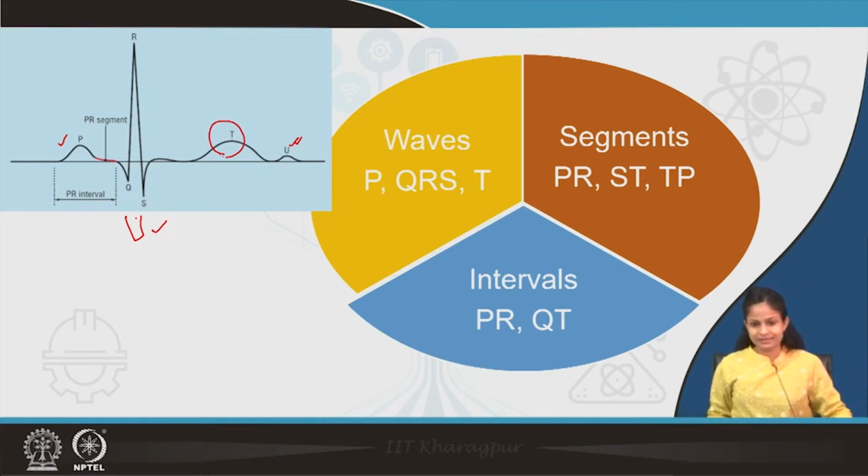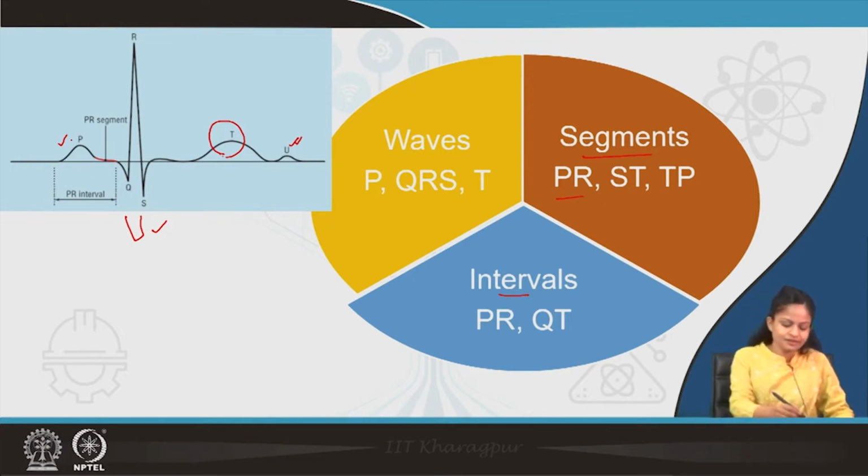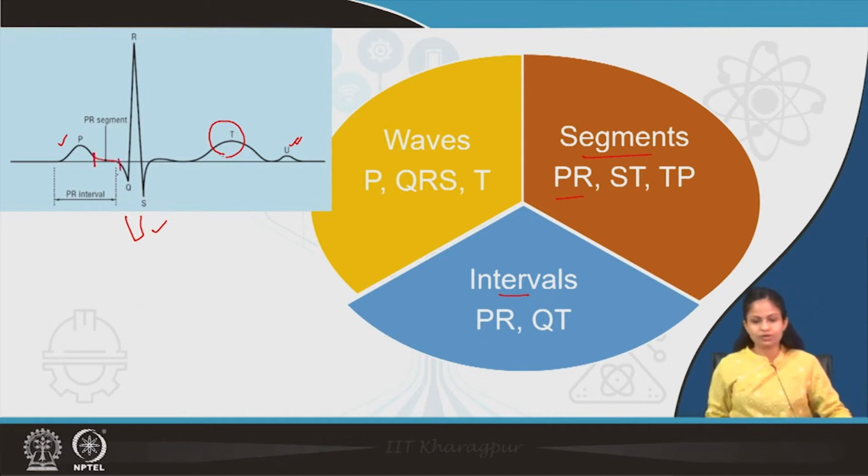Then we have the segments and the intervals. The basic difference is that a segment is a straight line and will not include any waves, while an interval includes the waves as well as the straight line. For example, if I want to measure the PR segment, I will not be including the P wave. The PR segment starts from the end of the P wave and goes to the onset of the Q wave or R wave. It includes neither the P wave nor the QRS complex.